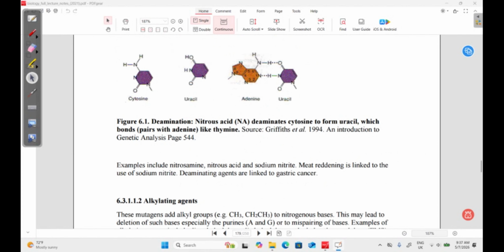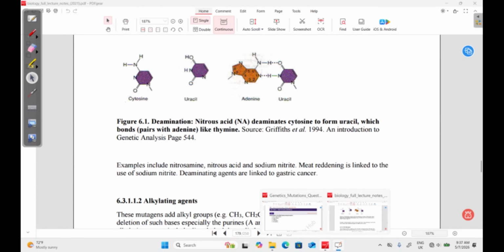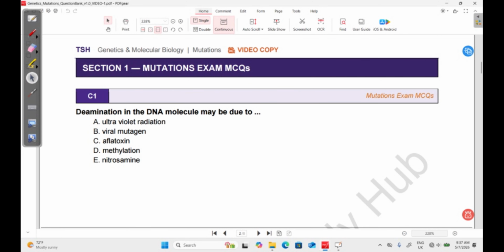An example includes nitrosamine, nitrous acid, sodium nitrite. These are some of the examples that you have in your lecture notes. So we'll quickly go back to the question and answer it together. You have ultraviolet as your A, viral mutagen B, aflatoxin C, methylation D, nitrosamine E. So the correct answer is nitrosamine.